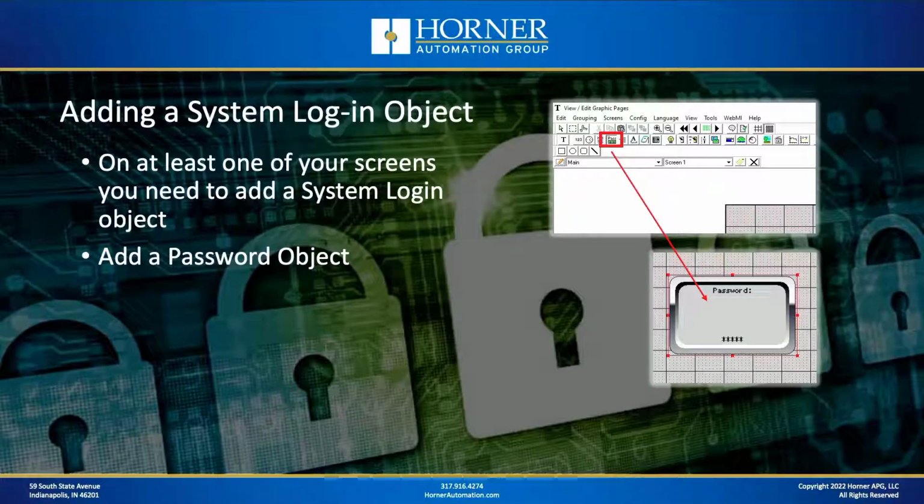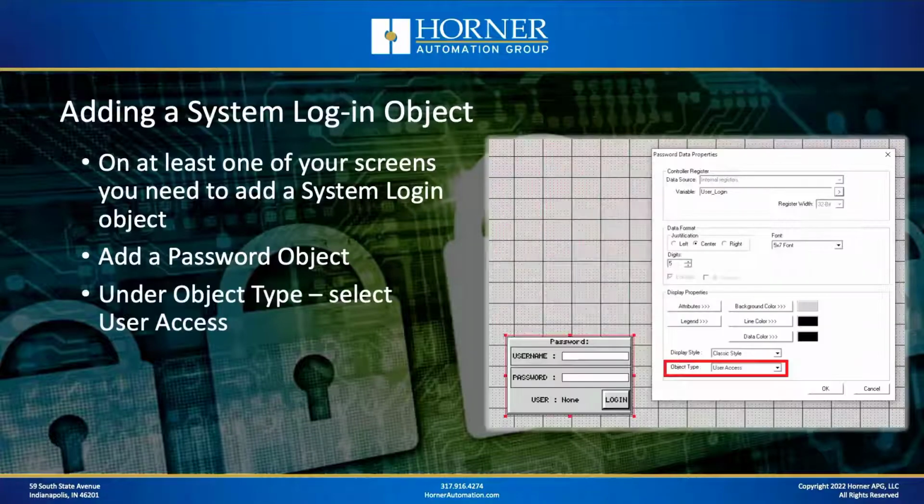logging in at runtime. And the way we do that is by adding a system login object. How do we do that? We use the password object, which is an object that's been around a long time. I've got it highlighted there on the screenshot. Once you've pressed that icon, you drop a password object on the screen, and then you double click on it to go into the configuration dialog.